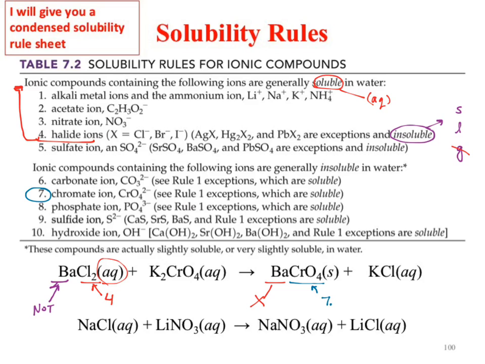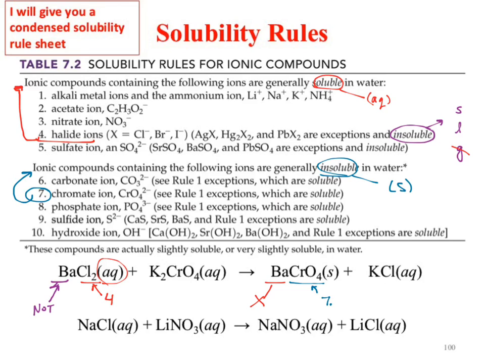It says chromate ion. It's referencing the header of that. Ionic compounds containing the following ions are generally insoluble, which means it should be specified as a solid. Okay. Chromate ion is generally insoluble, so it should be a solid. Unfortunately, we also have that little floater in parentheses saying exceptions. See Rule 1. What is Rule 1?